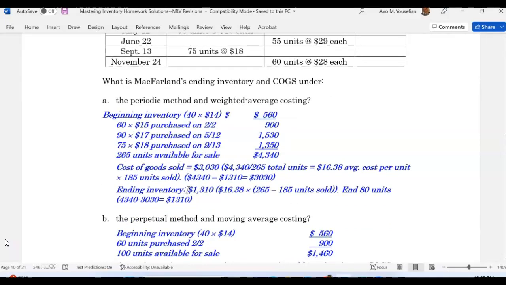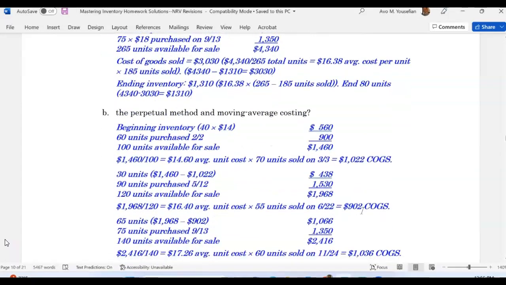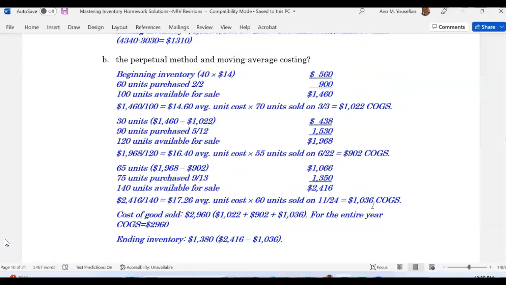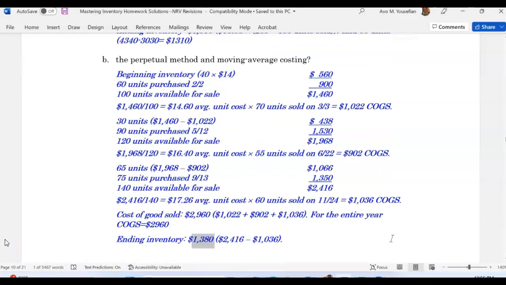So here is the weighted average costing answer. So ending inventory is 1,310. Okay. But this is the perpetual costing, which takes longer time. And ending inventory is 1,380. So 1,380 compared to 1,310. So it's different. Okay. How do we do that in Excel? Here is the answer on the Word document, but let's look at the Excel.